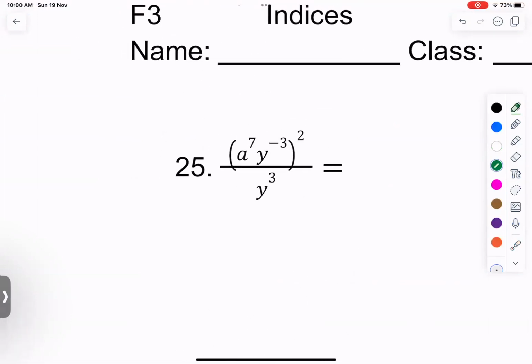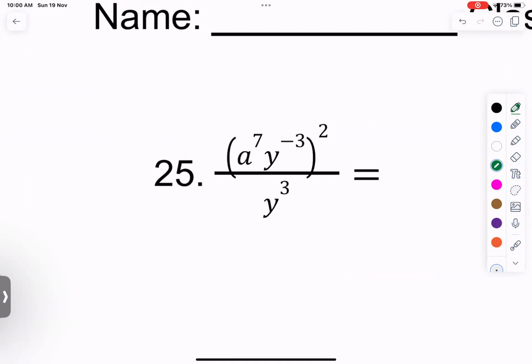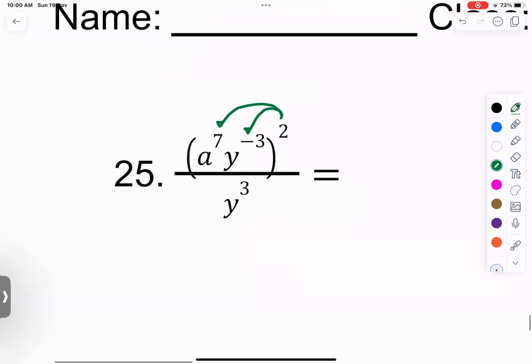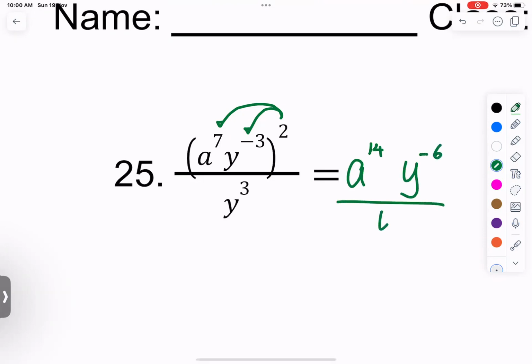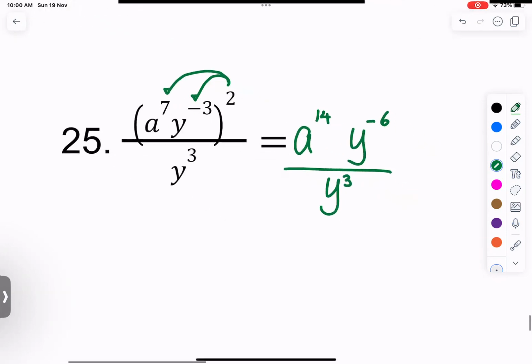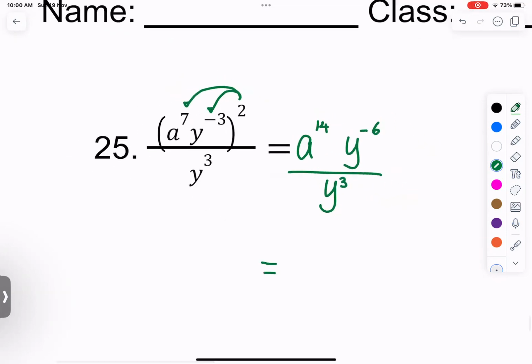Okay, is there any bracket? Deal with that first. Is there any numbers? Deal with that too. So bracket first, the thing outside goes to everything inside. 7 times 2 is 14. Negative 3 times 2 is negative 6. And then, is there any negative powers? You deal with that.